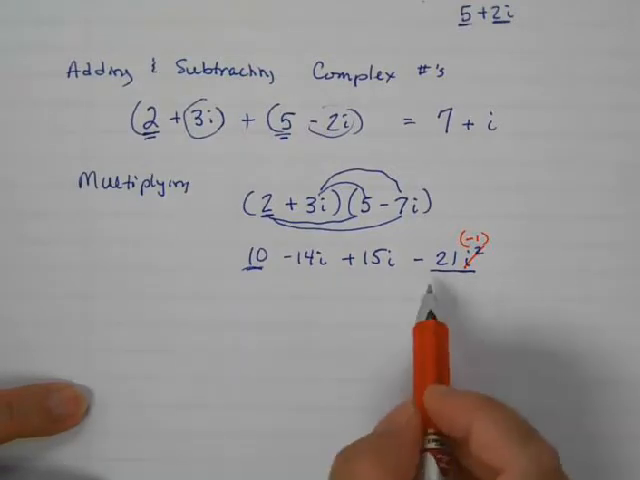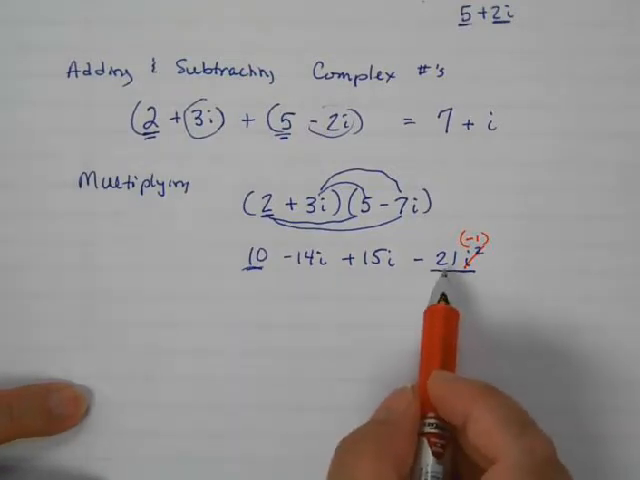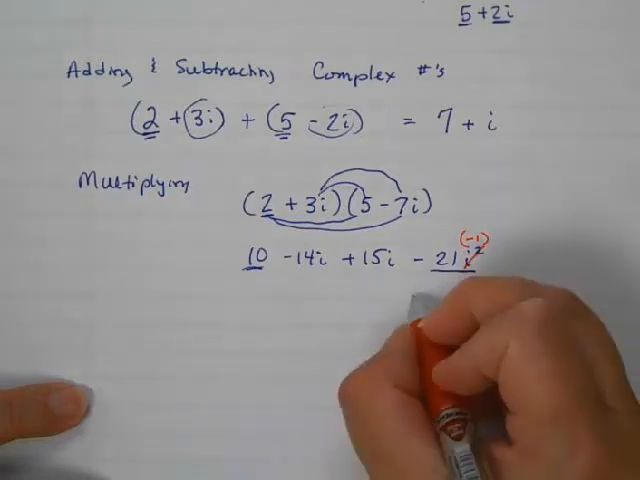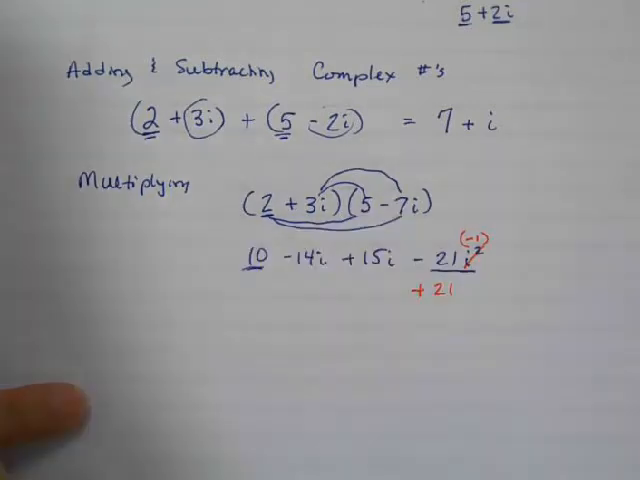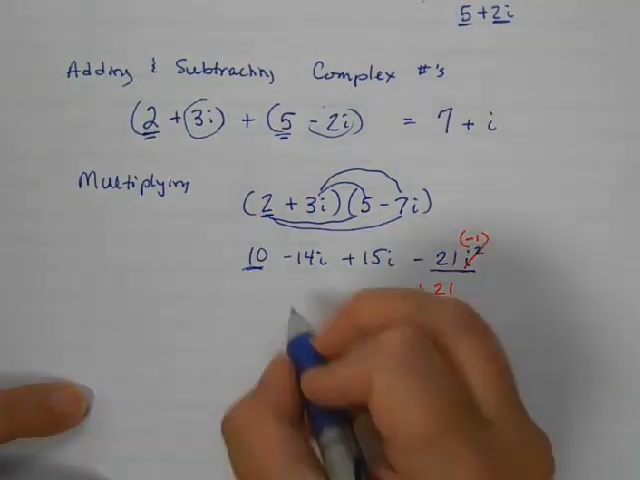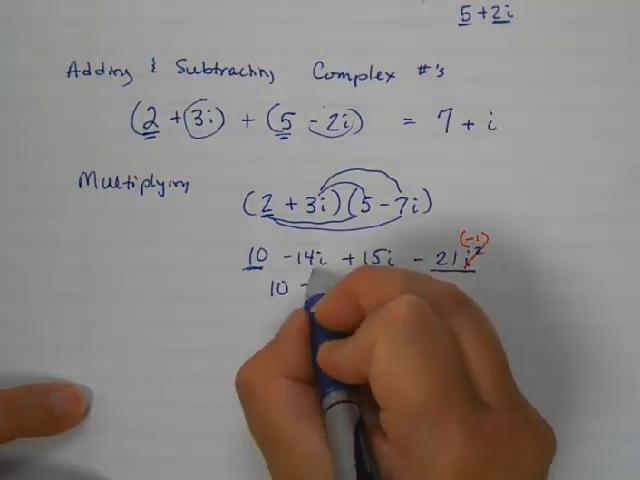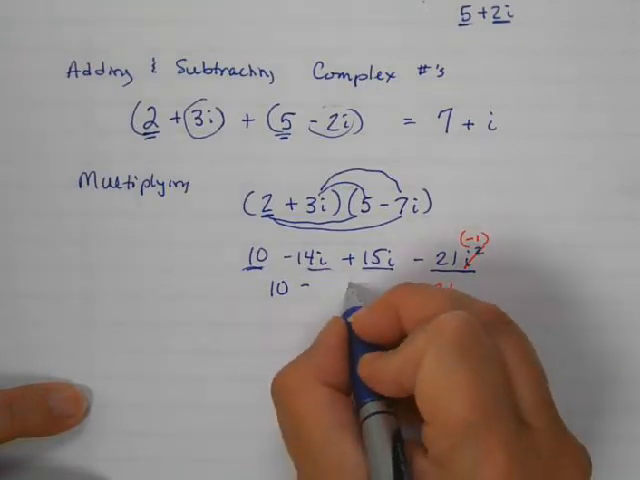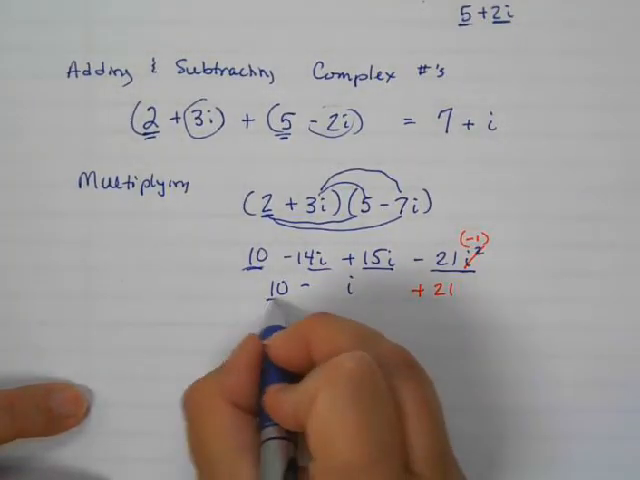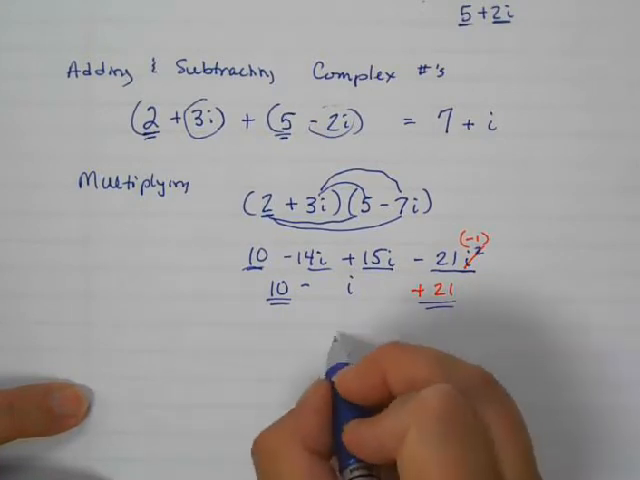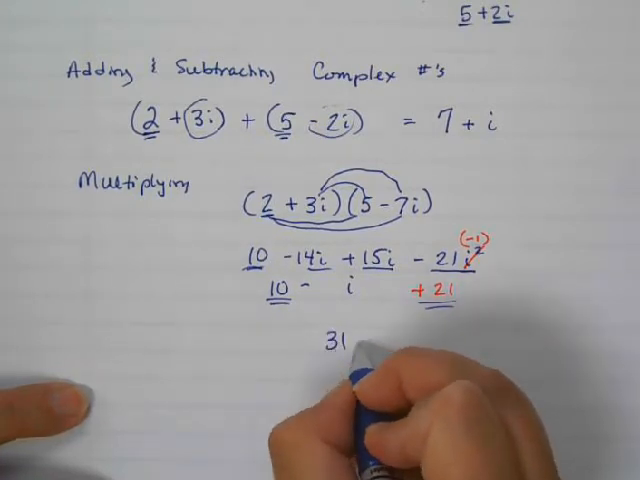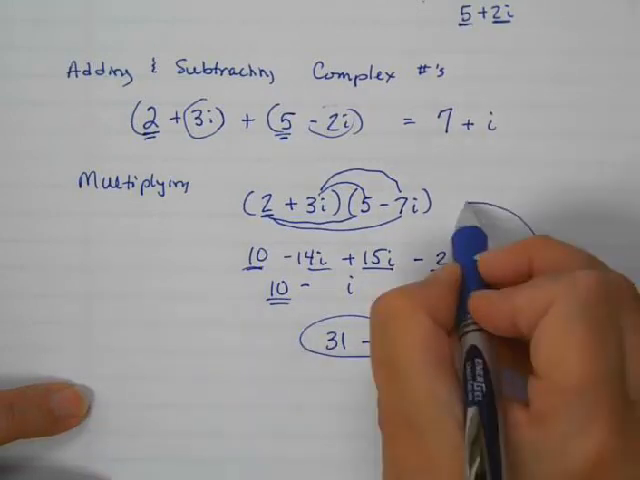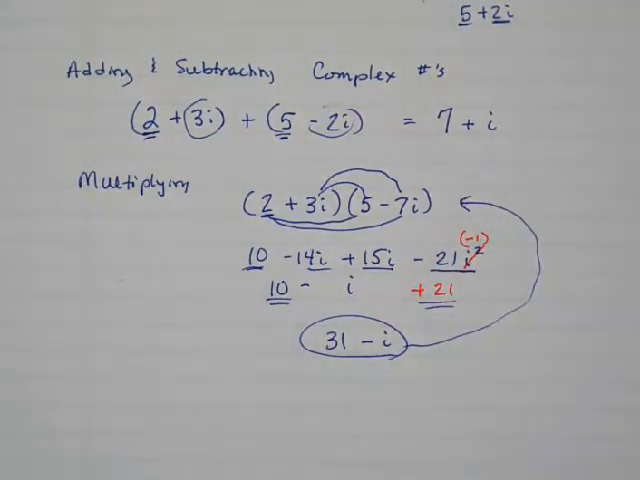So this is not an imaginary number anymore, because I have negative 21 times negative 1, so this becomes plus 21. So I have 10, and I'm going to go ahead and put those together. That would be negative 14i and positive 15i, which is i. And then I can put the 10 and the 21 together, so I would get 31 minus i. So this is the product of those two complex numbers.